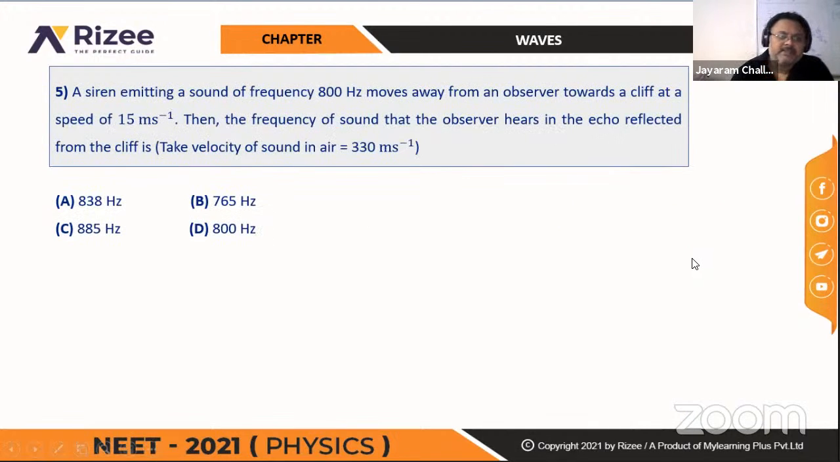Next one, the siren is emitting. Okay, the siren is emitting, and he has given the frequency. I'll be writing the frequency with the small f only. So the frequency is this much.